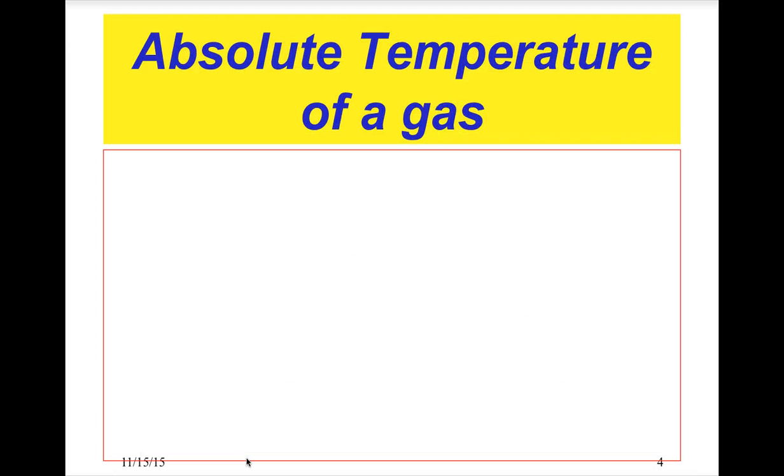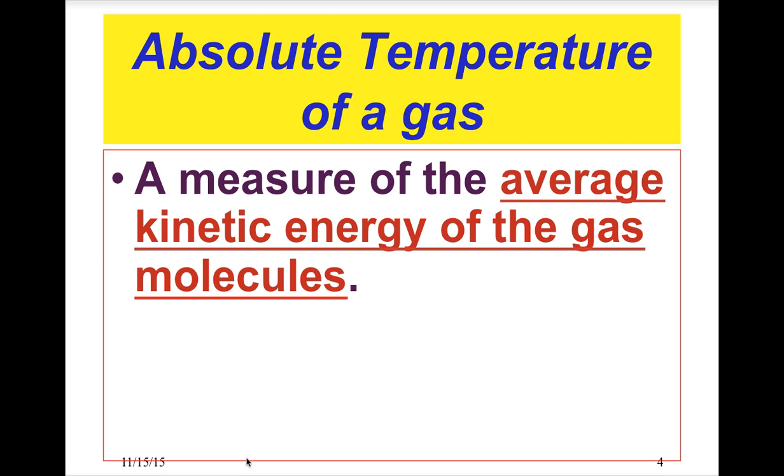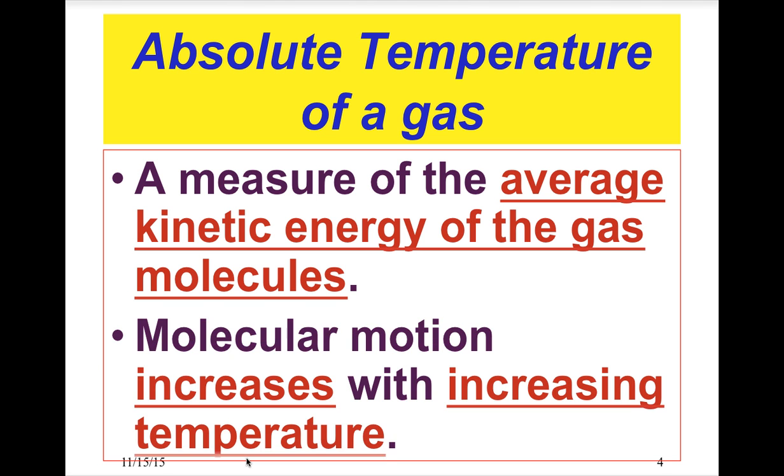So, absolute temperature of a gas. This would be our Kelvin scale, meaning that there's no negative temperature. With the absolute temperature scale in Kelvin, when we approach 0 degrees Kelvin, the molecules of the substance will stop moving. So absolute temperature of a gas is a measure of the average kinetic energy of the gas molecules. Molecular motion increases with increasing temperature. So by measuring the kinetic energy, we're measuring the temperature.